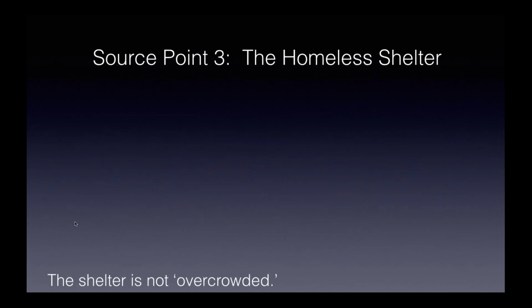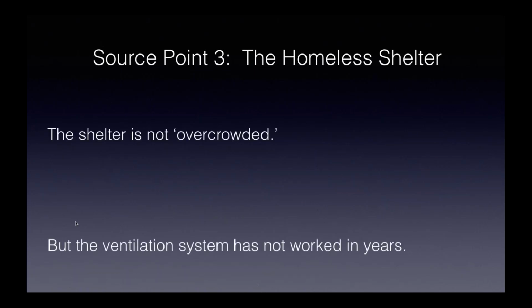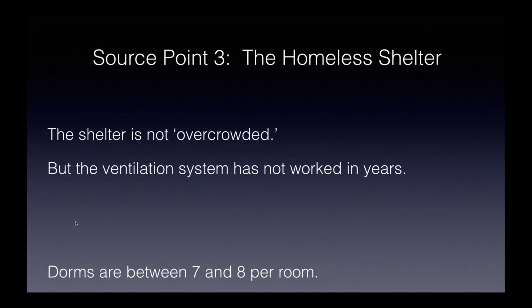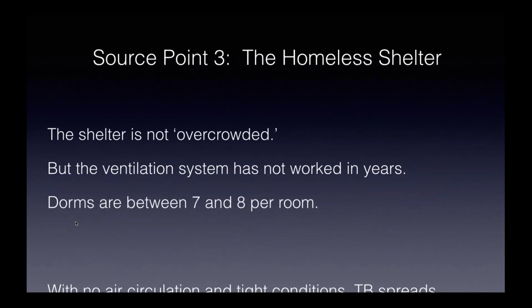Finally, we also looked at the homeless shelter to show that it wasn't necessarily overcrowded, but the ventilation system hadn't worked in years. It draws between 7 and 8 per room.